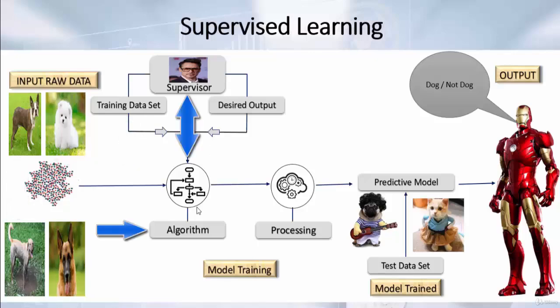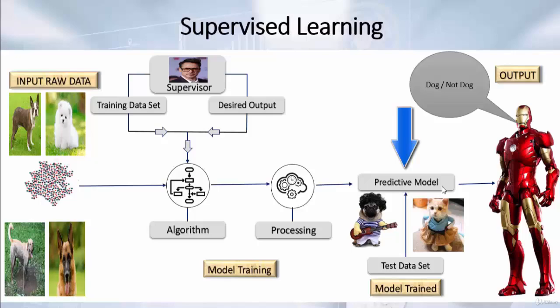Finally, the algorithm learns the input pattern and it generates the expected output. The algorithm will label each image as dog and not dog. This process keeps repeating until we get the final trained model. Sometimes we call it a predictive model.